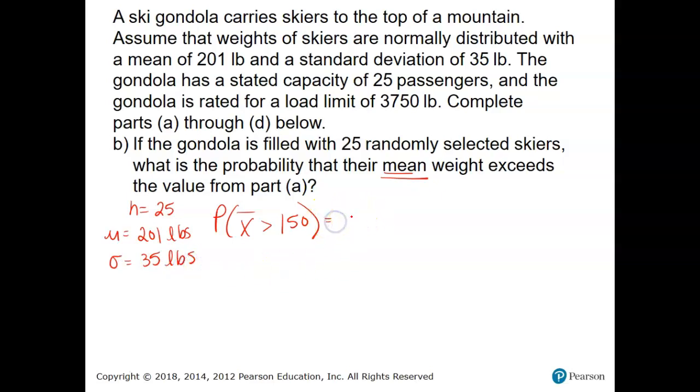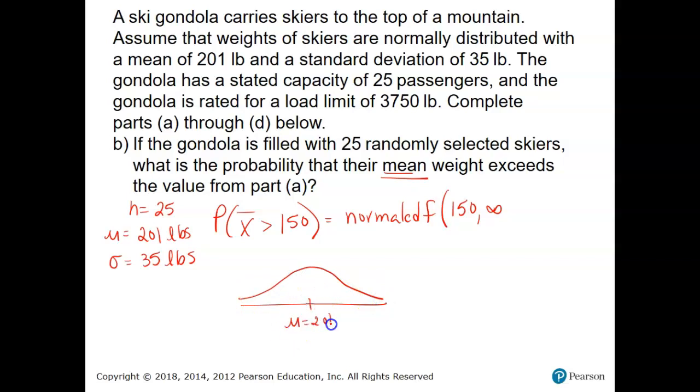So this is going to be, I'm finding a probability, so it's going to be the normal CDF from 150 to infinity, and I always like to have it sketched out here. I just forgot to do that. So here I'm at 201, 150 is back here, so I'm finding this probability here. So 150 to infinity, I have a mean of 201, standard deviation of 35. I'm going to divide that by the square root of 25.